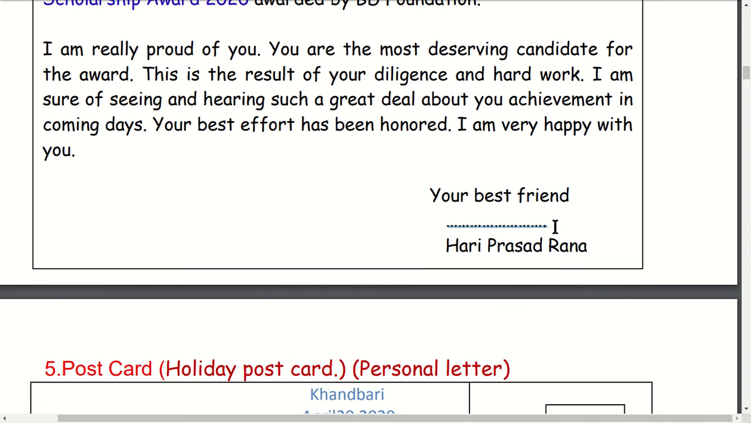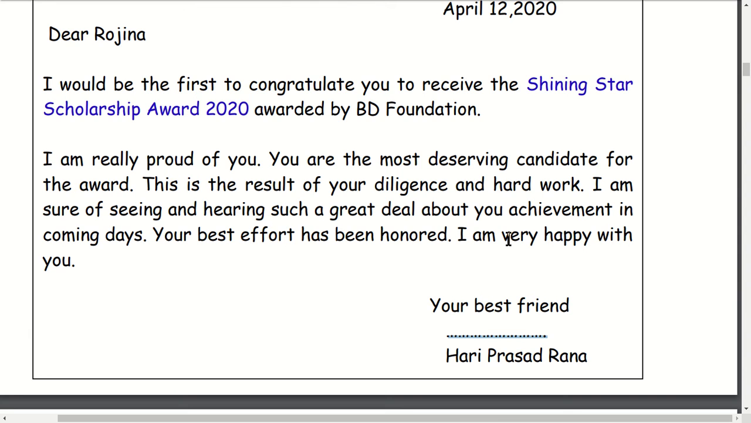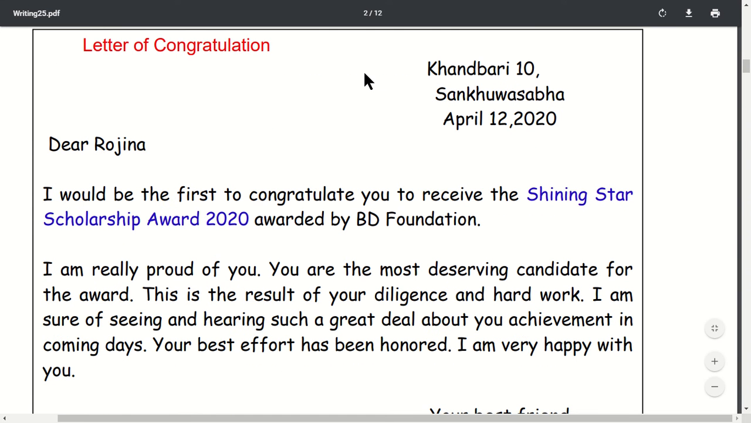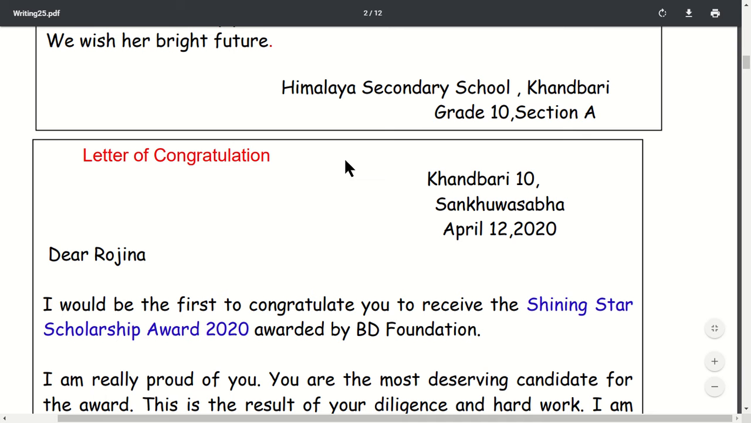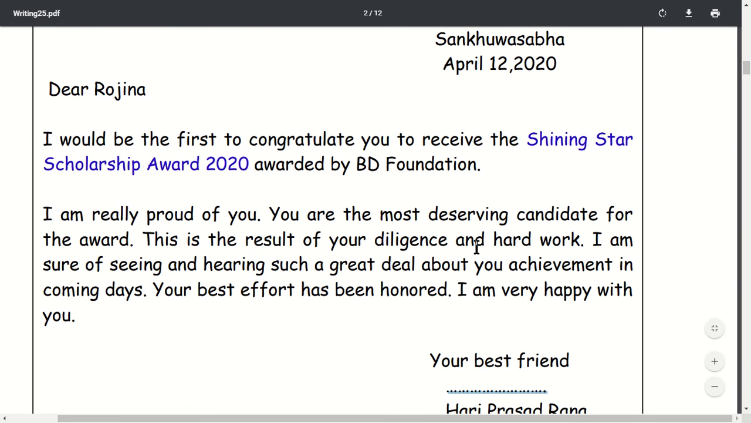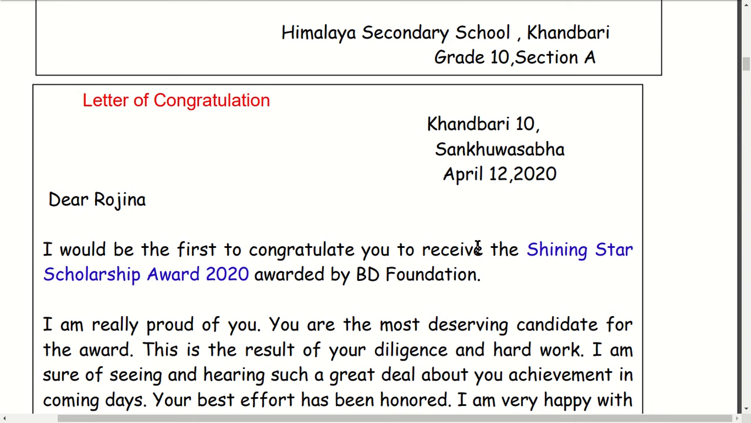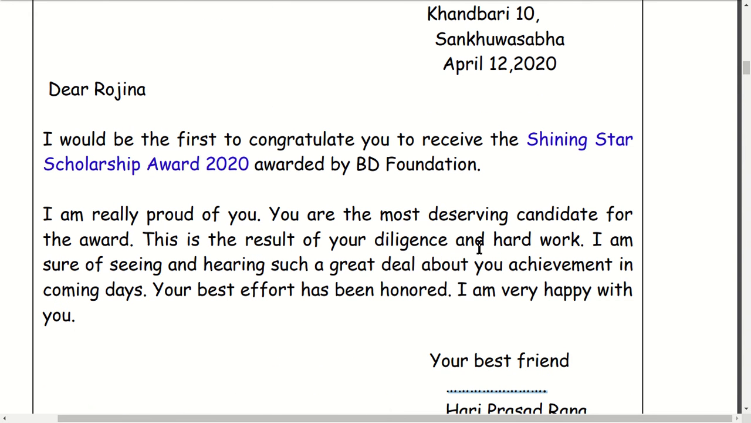You have to sign here, and then write the name of the person who is writing this letter of congratulations. After completing this letter of congratulations, give this a border. You can use a pencil to make a border so that it seems beautiful. This is the format of a letter of congratulations. You have to follow it. If this question is asked in the examination, you have to follow this format.